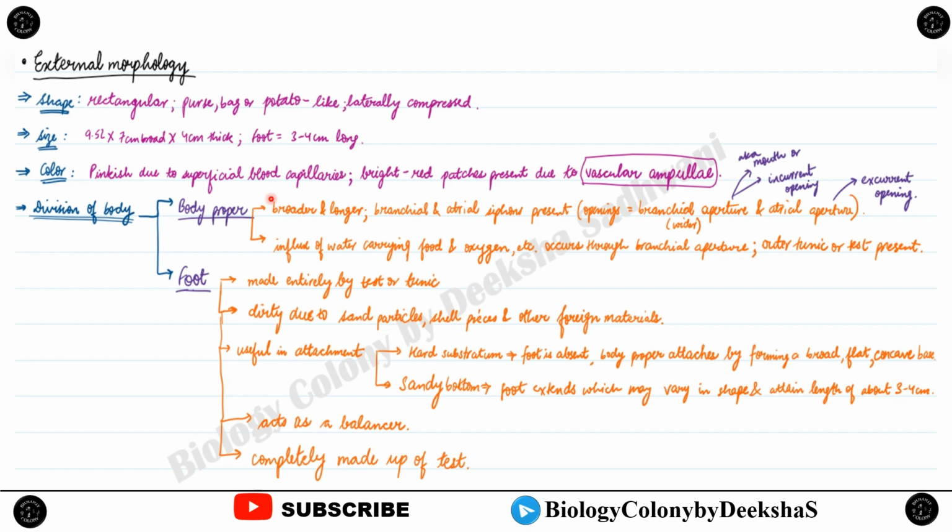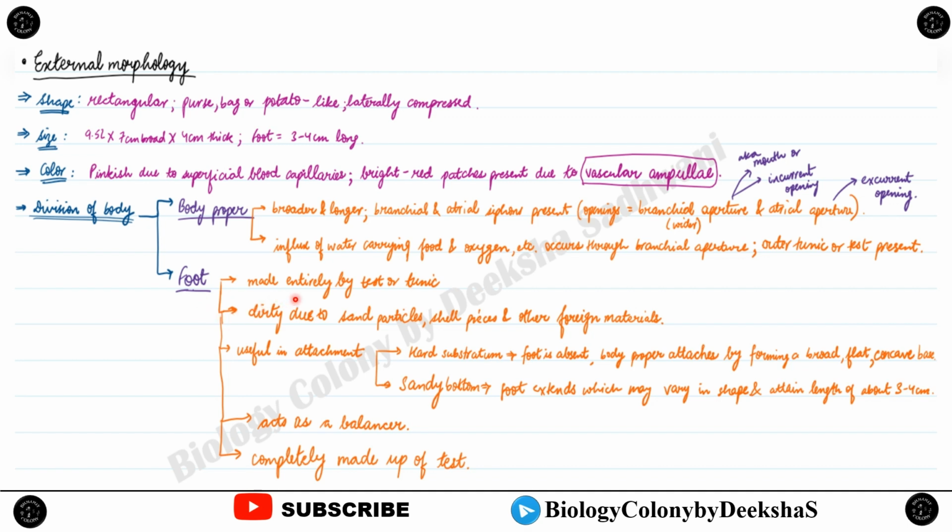Division of body is body proper and foot. Body proper contains branchial and atrial siphons. It is broader and longer. These siphons have two openings called the branchial aperture, also known as the mouth or incurrent opening, and the atrial aperture, the excurrent opening. Influx of water carrying food and oxygen occurs through the branchial aperture and exits through the atrial aperture, and we have the outer tunic or test present.